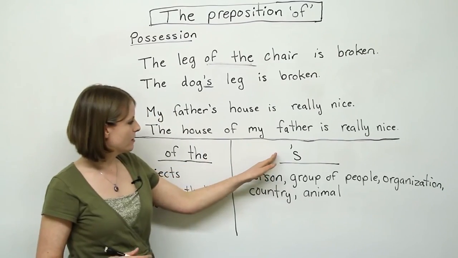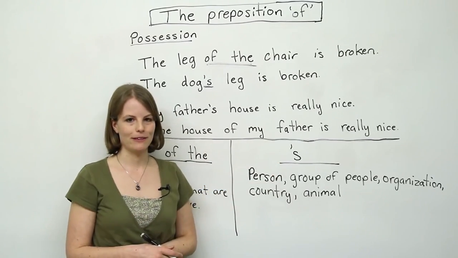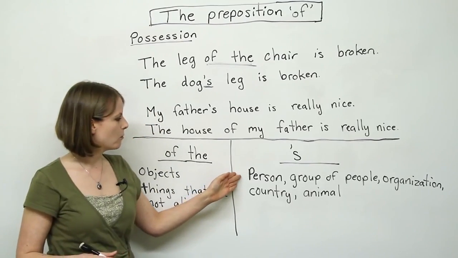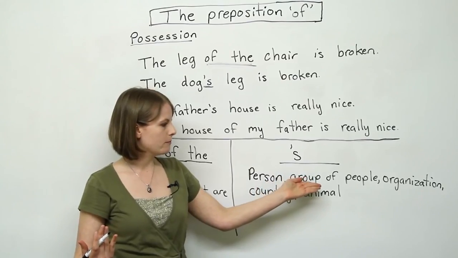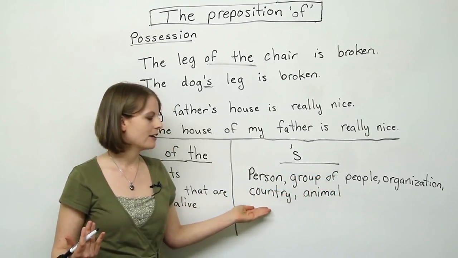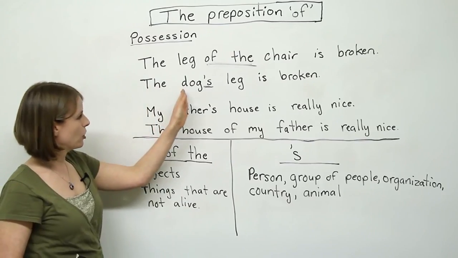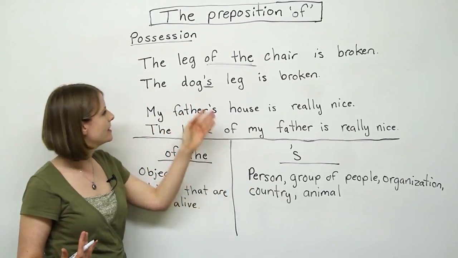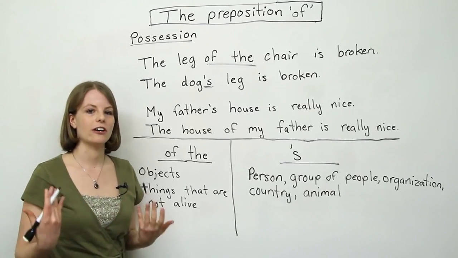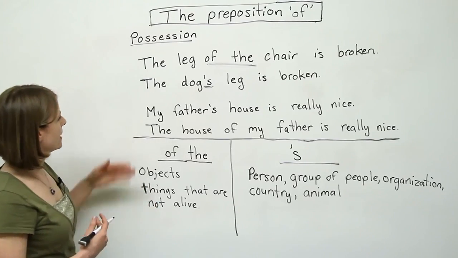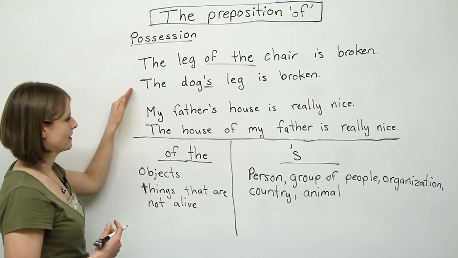So that brings me to my next point, apostrophe s. When do we use apostrophe s for possession? Well, we use it when we're talking about possessions of people, groups of people, organizations, countries, and animals. So for example, dog, it's an animal. So we would use apostrophe s. Whose leg is it? It's the dog's leg. So again, the leg of the chair is broken versus the dog's leg is broken.